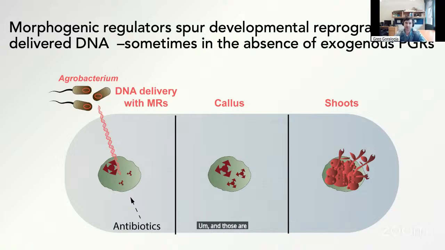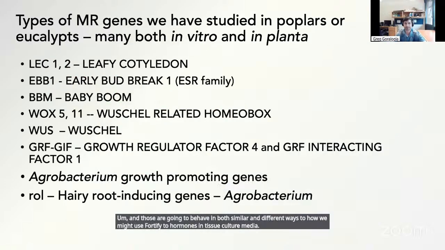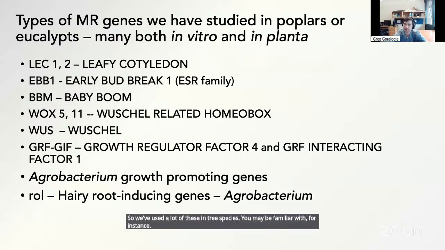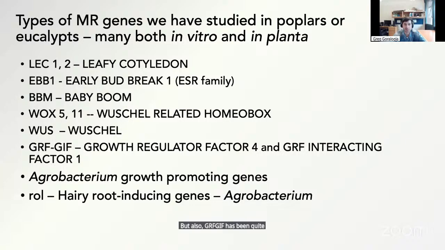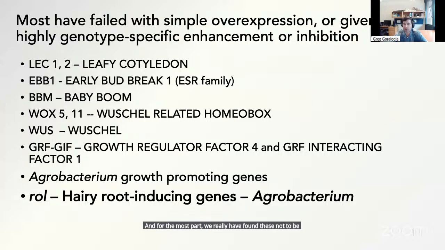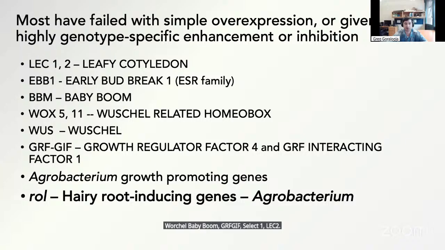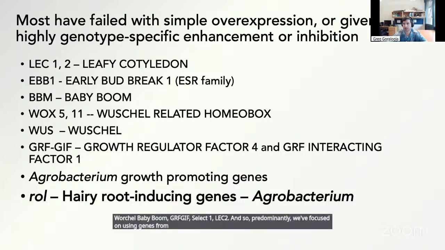Those behave in both similar and different ways to how we might use phytohormones in tissue culture media. We've used a lot of these in tree species. You may be familiar with the Wuschel-Baby boom system from Corteva in maize, and GRF-GIF has been quite popular across monocots in particular. For the most part, we've found these not to work very well in woody dicot species. We've tested Wuschel-Baby boom, GRF-GIF, LEC1, LEC2. So predominantly, we've focused on genes from Agrobacterium that seem to be powerful in terms of their developmental effects in woody dicot species.